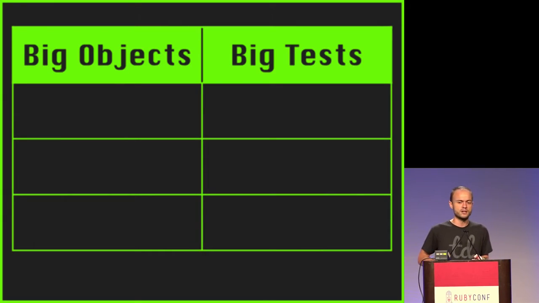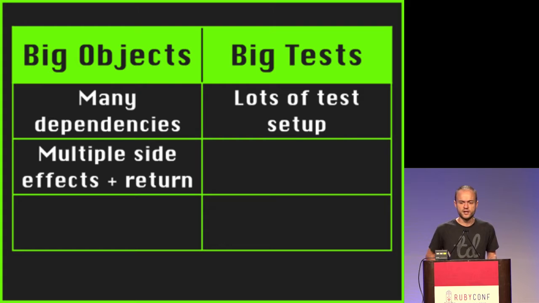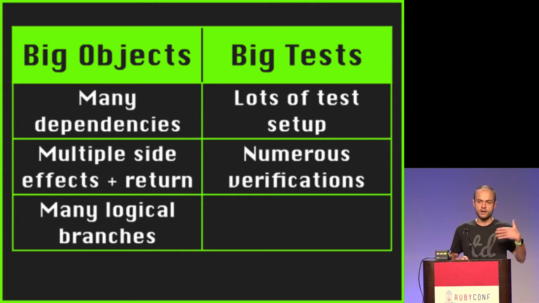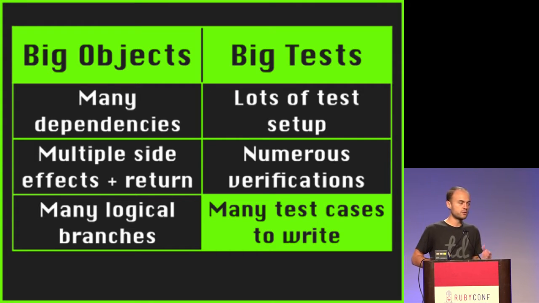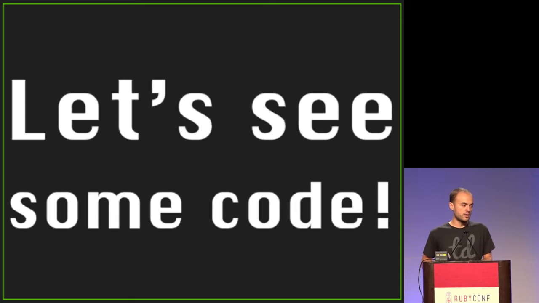You'd expect the opposite. And I think part of the reason is that when you've got big objects, they might have many dependencies, right, which means you have lots of tests set up. They might have multiple side effects in addition to whatever they return, which means you have lots of verifications. But what's most interesting is they have lots of logical branches. Like, depending on the arguments in the state, there's a lot of test cases that you have to write. And this is the one that I think is most significant. So let's take a look at some code.